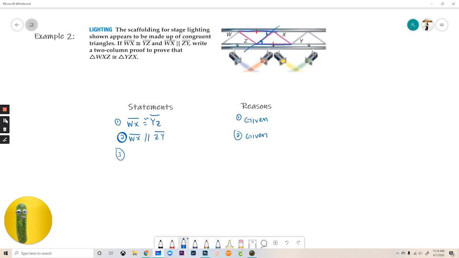So we have angle WXZ has to be congruent to angle YZX. And that was alternate. You'd think that my handwriting would get better, but you'd be wrong. What else do we know about this? We know that XZ has to be equal to itself. And that's the reflexive property.